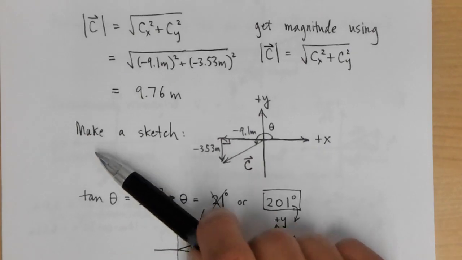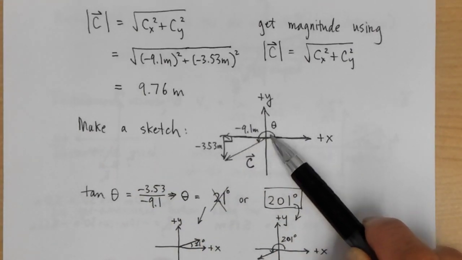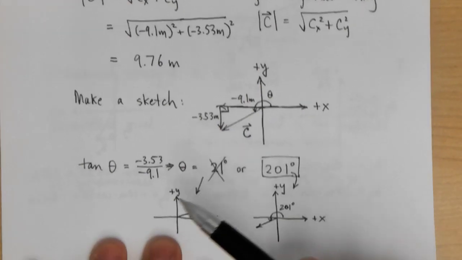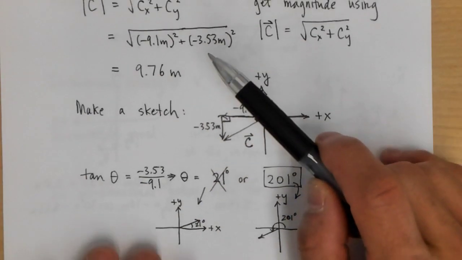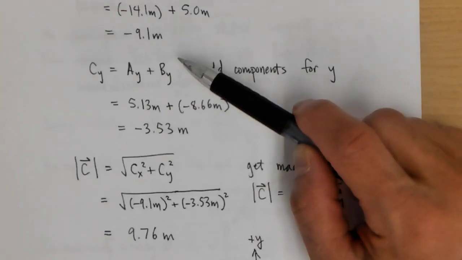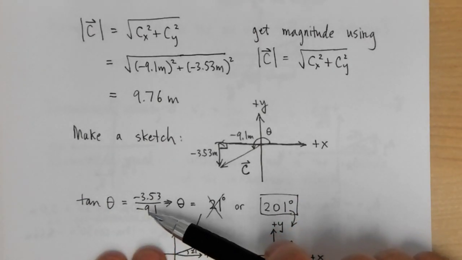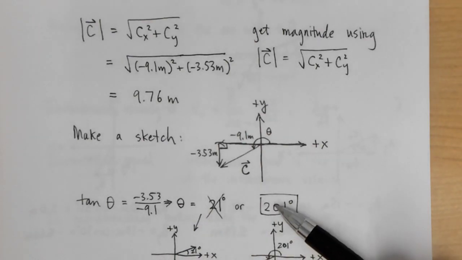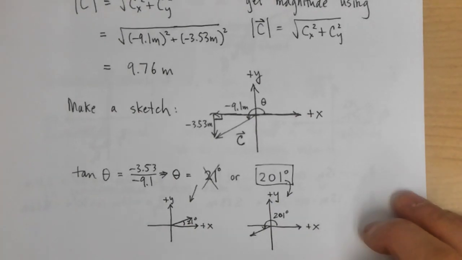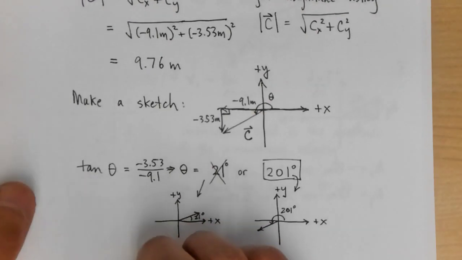And then to get the angle, first let's just make a sketch. It's pointing in this direction. So theta will be between 180 and 270. Tangent of theta is equal to the y component over the x component. So we'll have minus 3.53 divided by minus 9.1. And so we get either theta is equal to 21 or 201. And it's clearly this one that we want, 201. If you have any questions, please ask the student supervising today's lecture.